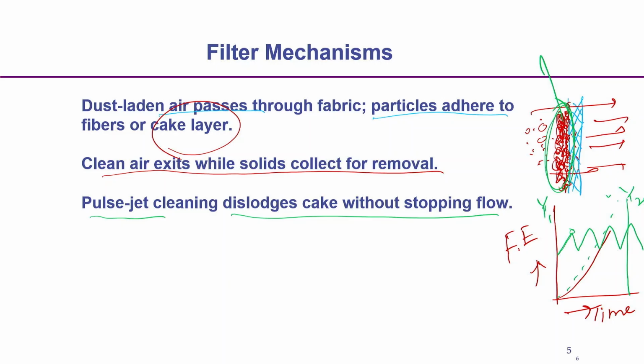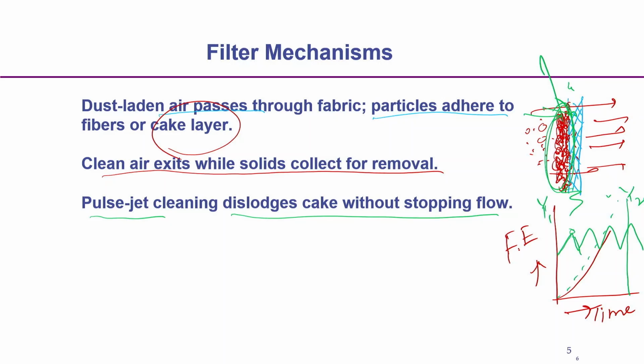So, pulse jet cleaning is done, that means intermittent air is flown here at very high speed, which gives a shaking activity. Okay. And then these particles will get dislodged, the filter becomes relatively cleaner and the pressure drop reduces.